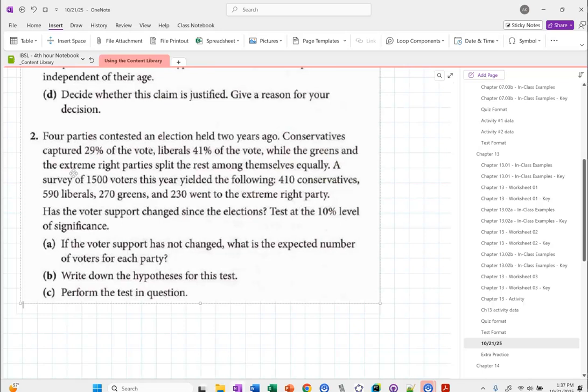Is everybody okay with that? And I would do the same thing then. How would I find the liberals? 41% of 1,500, so 0.41 times 1,500. How about the greens? How would I calculate the expected counts for the greens? Well, the observed count for greens is 270. How do I calculate the expected, though?